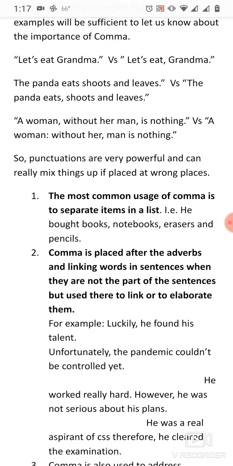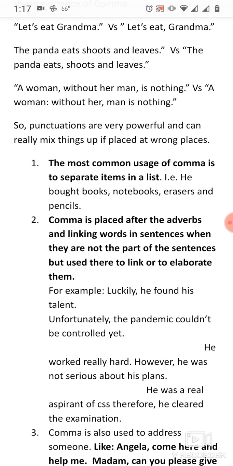Look at this sentence. A woman without her man is nothing. A woman without her man is nothing. Versus, a woman: without her, man is nothing. The previous sentence tells us a woman without her man is nothing. If a woman hasn't got any man, she is nothing. But the second sentence tells us a woman, without her, man is nothing. Woman is such a creature that without that creature, man is nothing.